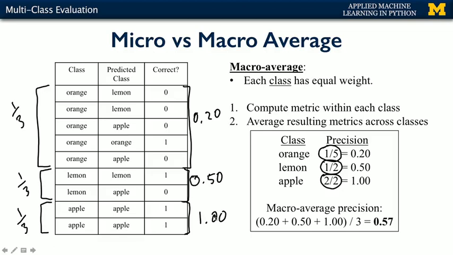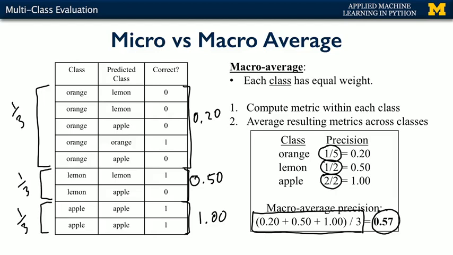So that's the first step. We've computed the precision metric within each class. And then in the second step, we simply average these across these 3 to produce the final result, to get our final macro average precision. And so we can simply compute the average of 0.2, 0.5, and 1, and we get a final macro average precision for this set of results of 0.57.